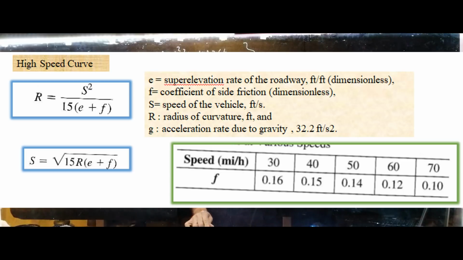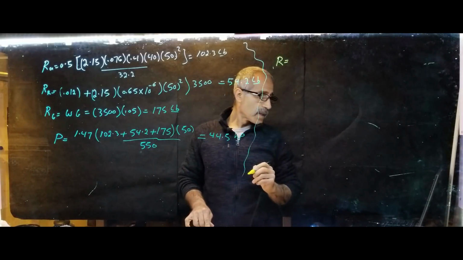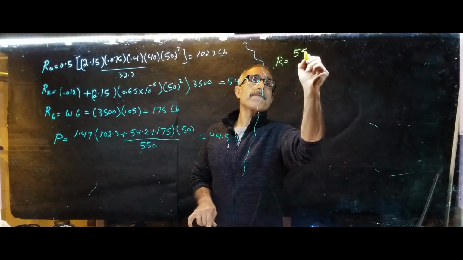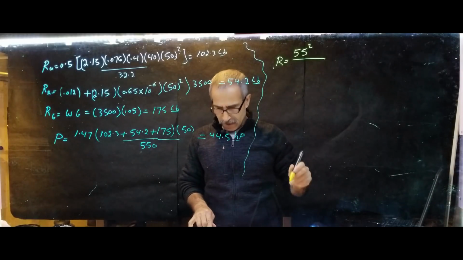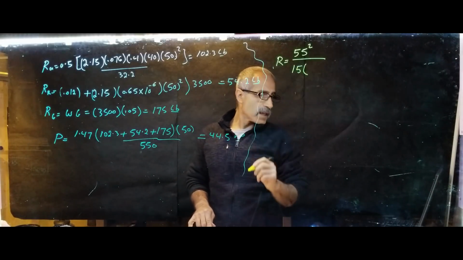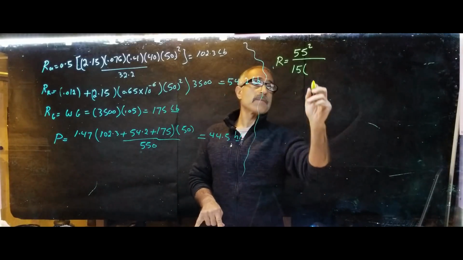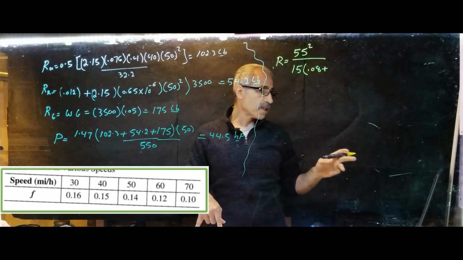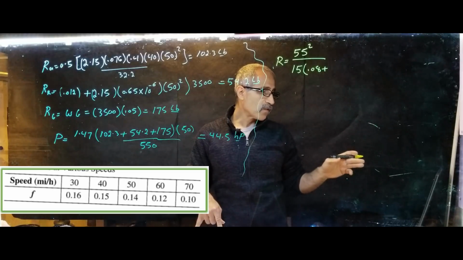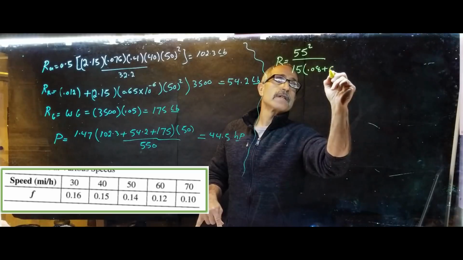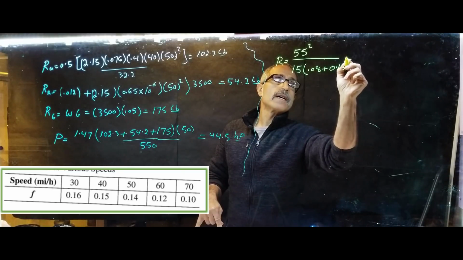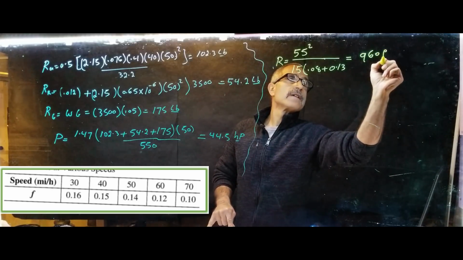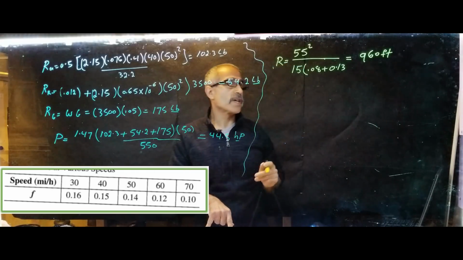You got 14 and 12, therefore it's 13. So now R is equal to S squared, the speed, 55 miles squared, divided by 15 times (E plus F). E was 0.08, and for F, look at the chart: at 50 it is 0.14 and at 60 it is 0.12, therefore at 55 it's got to be 0.13. It comes out to 960 feet. This time I calculated it. So that's for 55 miles an hour.